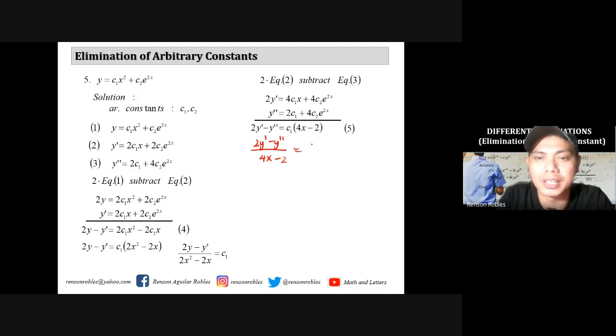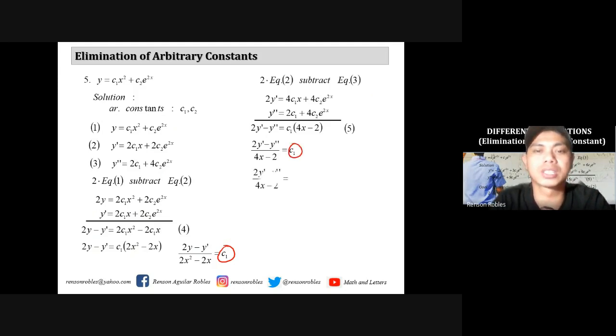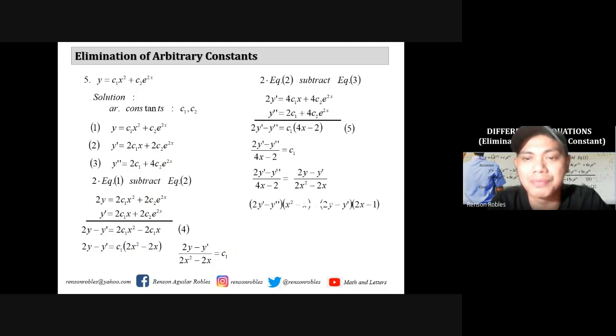Okay. Equals c1. And you have this. That's our c1. And then we shall equate this to c1. And then you have this equal to 2y prime minus y double prime over 4x minus 2 is equal to 2y minus y prime all over 2x squared minus 2x. And then, actually, we can drop 2 off here. So you can drop 2 here. You can also drop 2 here. And then we shall have, by cross multiplication, you can drop 2 here.